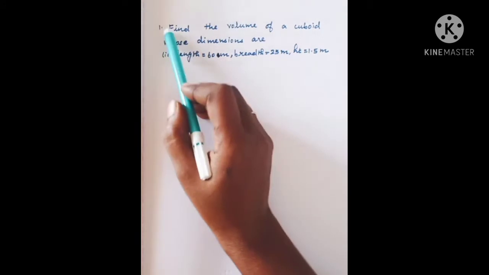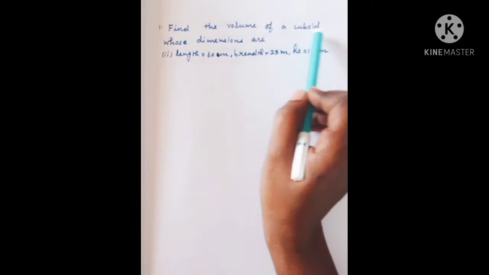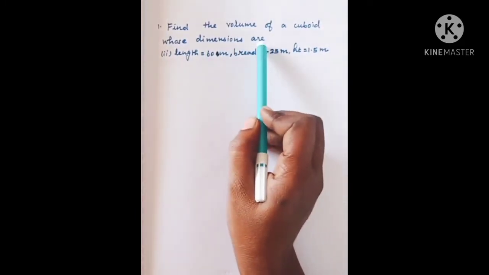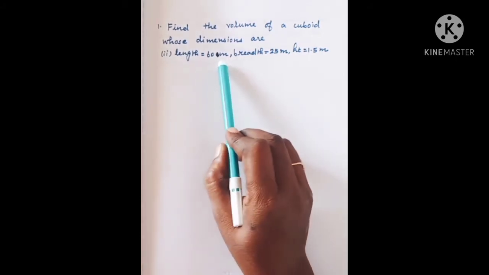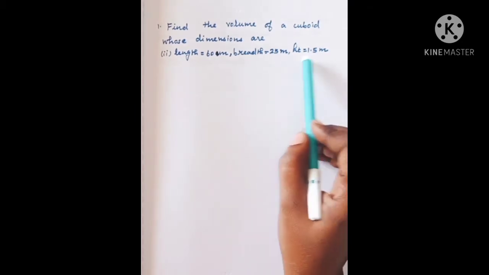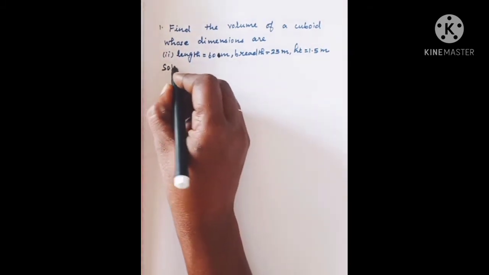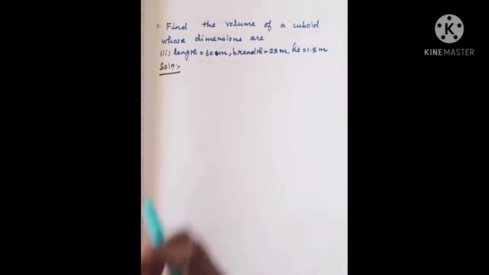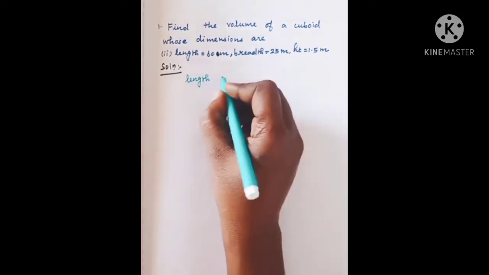Exercise 7.3, first problem, second subdivision. Find the volume of a cuboid whose dimensions are, second subdivision is length is equal to 60 meter, breadth is equal to 25 meter and height is equal to 1.5 meter. Solution. Here length, breadth and height of the cuboid is given. So what is the length of the cuboid? Length is taken as L.